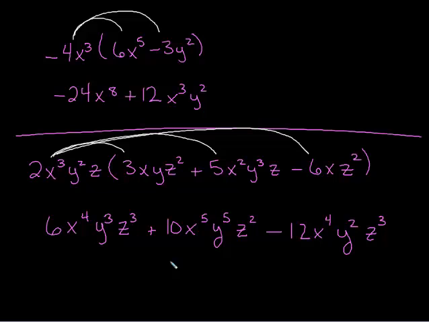So this is how you multiply a polynomial by a monomial. Just be sure that you multiply whatever's on the outside times every single term on the inside.